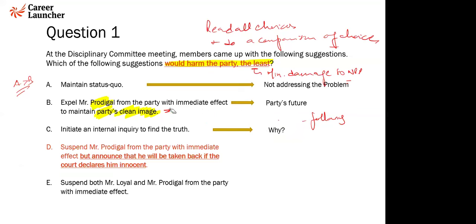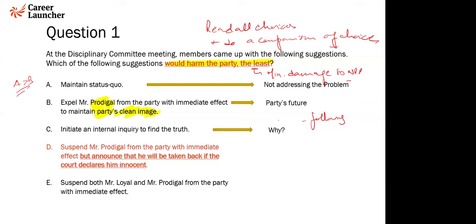Okay. Utsav, two things out here. If you have to expel Mr. Prodigal, on what basis will you expel him? If he has been found guilty, then yes, expelling him makes sense. But at this point of time, he's only an under trial. He has not been pronounced guilty in the murder. If he's pronounced guilty, then obviously expelling him is the right approach. Secondly, if you expel Mr. Prodigal, his dad, Mr. Loyal, is also going to leave the party and work against the party along with his followers. So choice B is going to damage the party significantly.